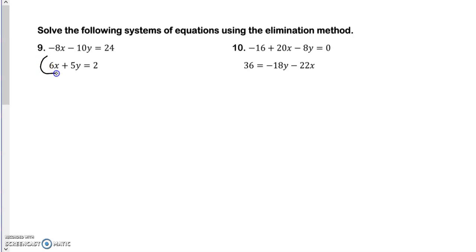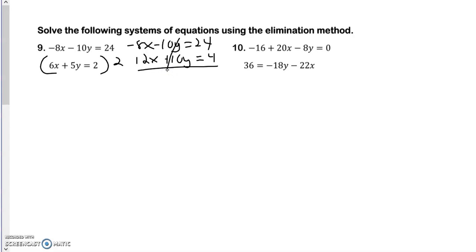To do the elimination method, we are looking to get one of the variables to cancel out. And I notice that of these variables, x and y, the y is the easier one to get canceled out. That's if I multiply everything by 2. So I'm going to leave the first equation alone. I'm just bringing it over here, and then I'm going to multiply everything by 2. So I'm going to get 12x plus 10y equals 4.